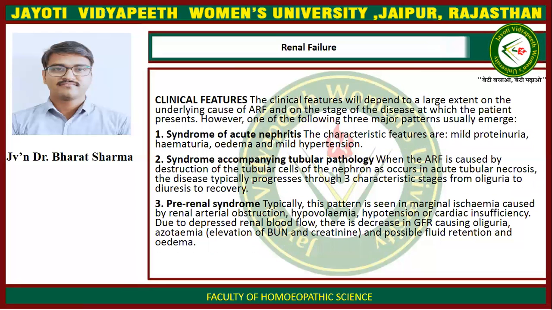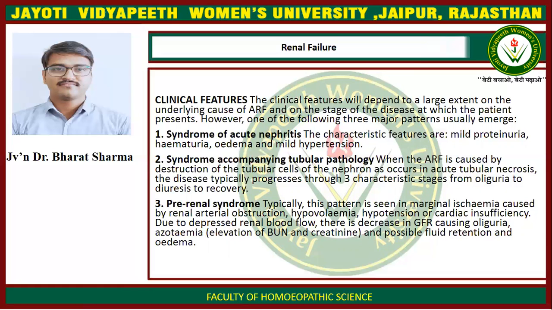Clinical features. The clinical features will depend to a large extent on the underlying causes of acute renal failure and on the stage of the disease at which the patient presents. However, one of the following three major patterns usually emerges. First is syndrome of acute nephritis. The characteristic features are mild proteinuria, hematuria, edema, and mild hypertension.